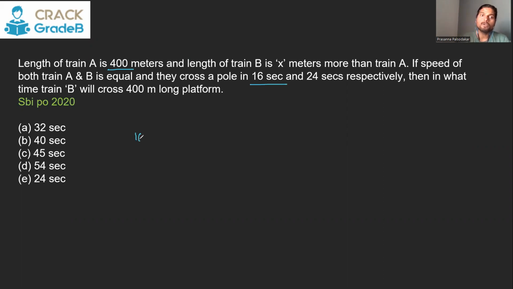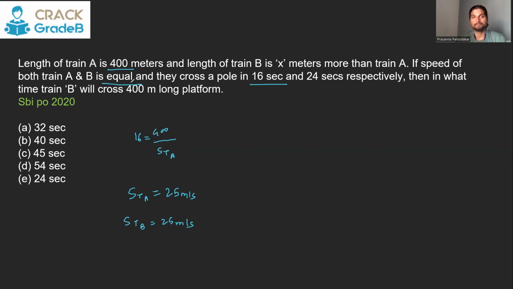So time to cross a pole is length of train upon speed of train. In this case, the train is A. So speed of train A is 400 upon 16. 16 twos are 32, 16 fives are 80. So 25 meters per second. That means speed of train B is also 25 meters per second, because it says the speeds of both trains are equal.